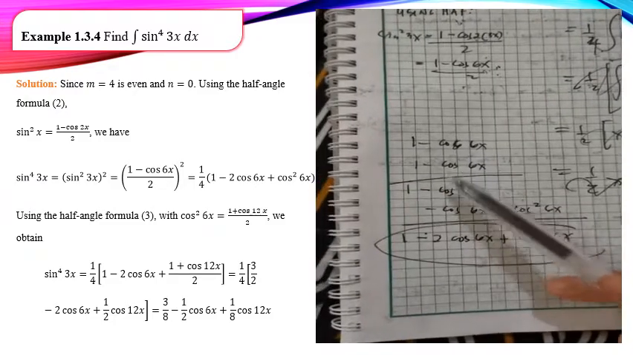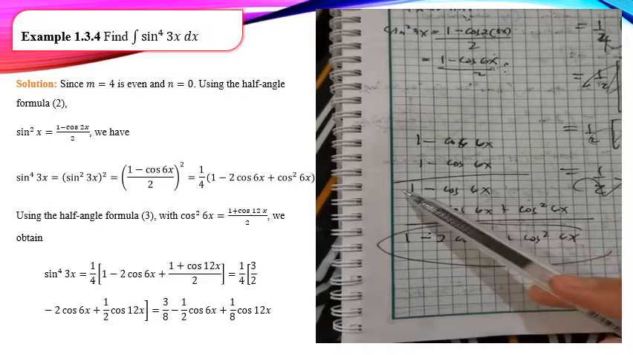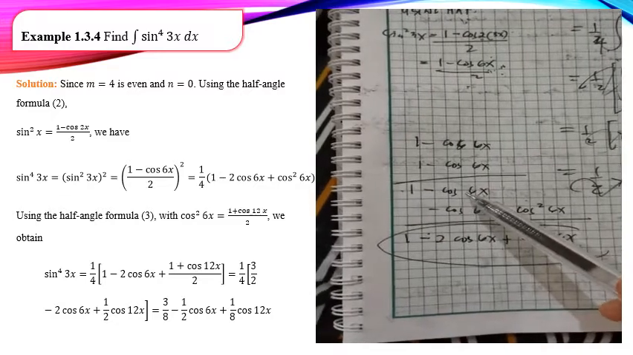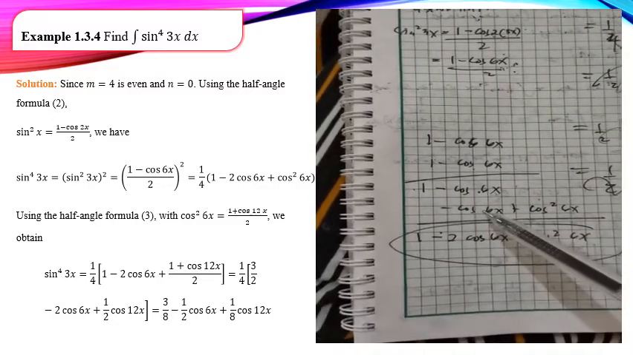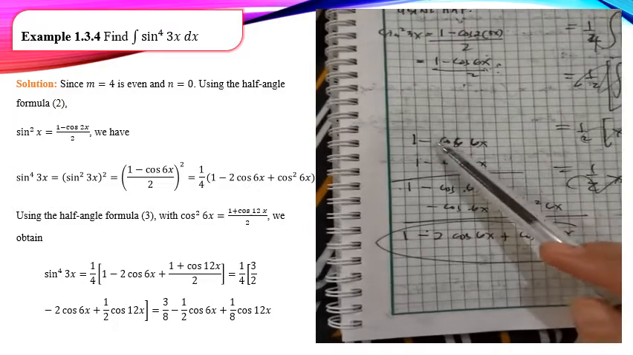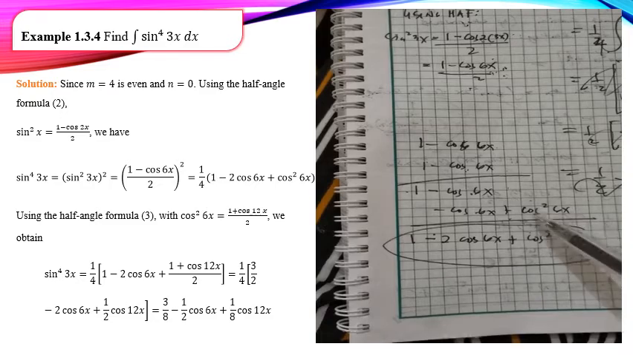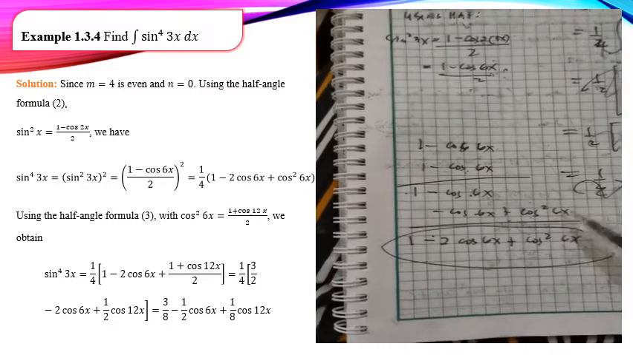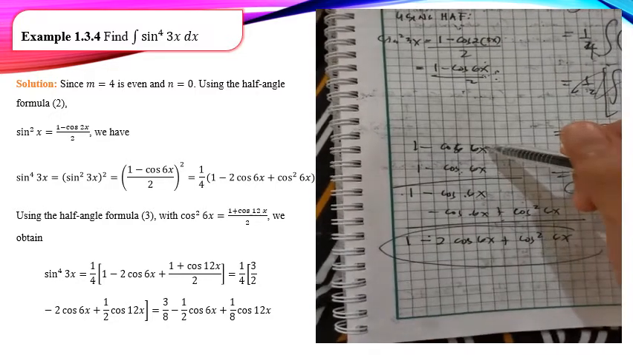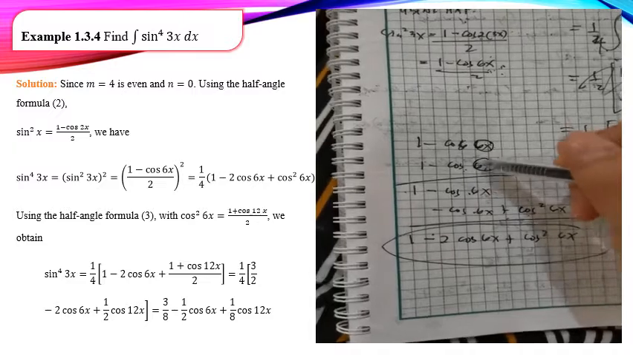So, using the vertical method, we have 1 times 1 is 1. This one is negative cosine 6x. Ito naman is negative cosine 6x. Times natin yan. So, negative times negative is positive. Cosine 6x times cosine 6x is cosine squared 6x. Take note, hindi ninyo i-multiply yung angle nila.